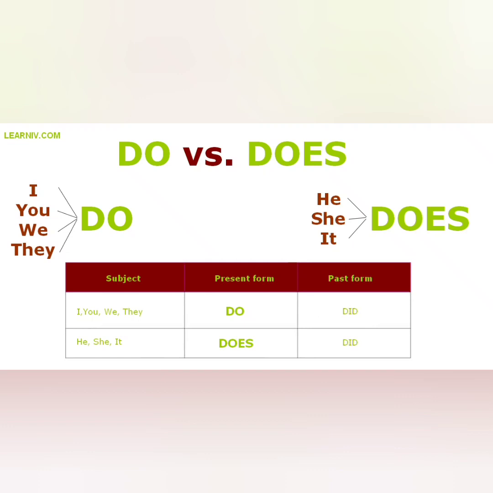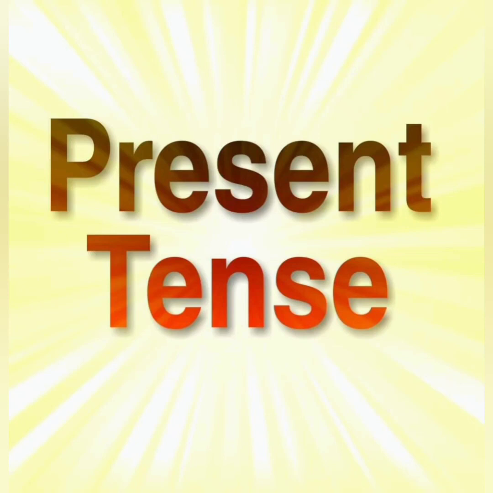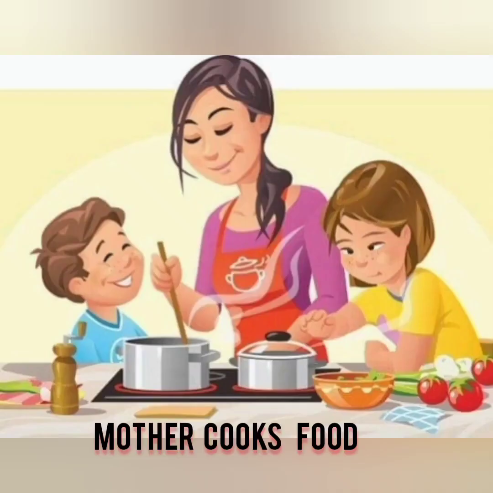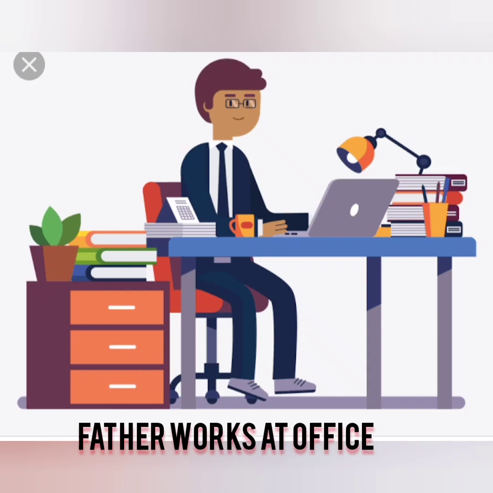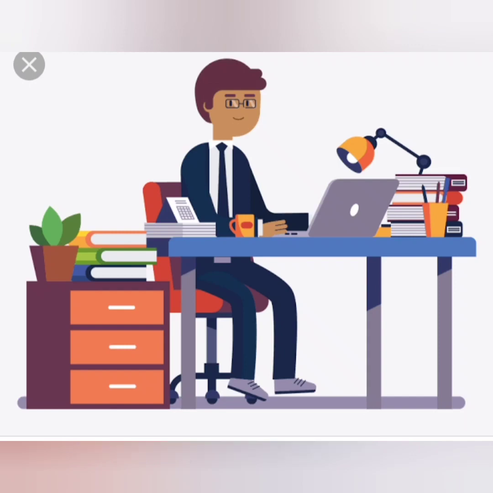Do or does is used in the present tense. Now, will you think of what is the present tense? The habit and work which we do daily is called present tense. For example, mother cooks food, father works at the office, and he eats food.